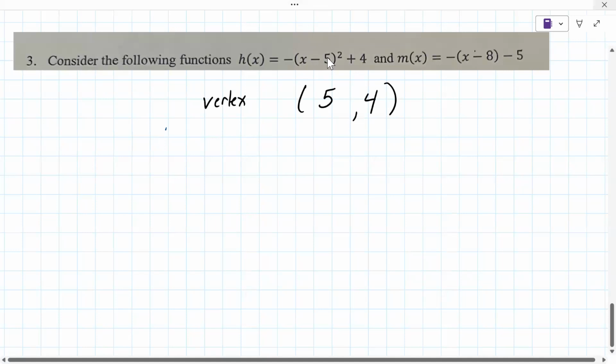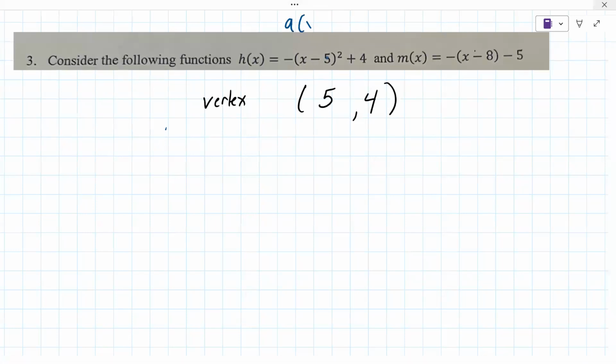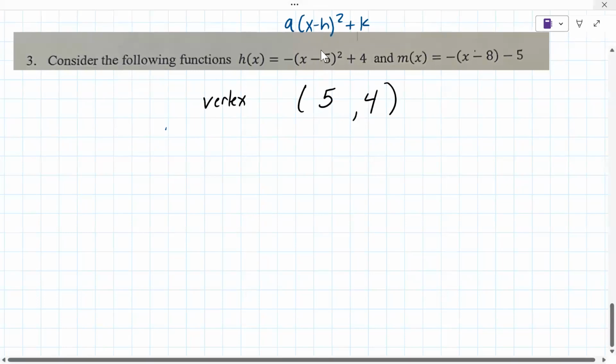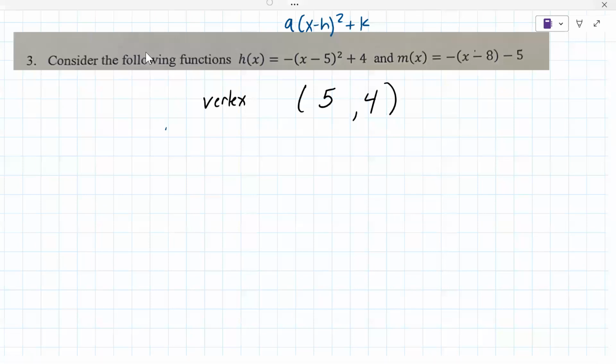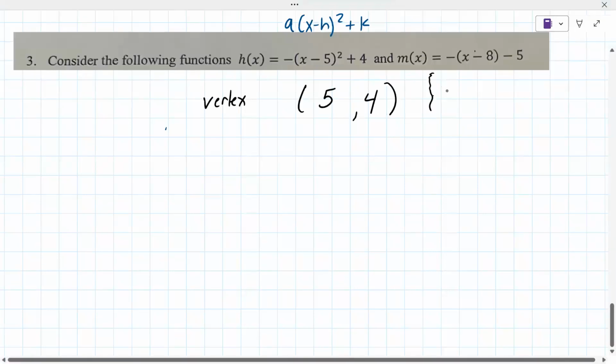Right. So what some students remember, and I'm going to write the standard form above it, is that the first value of the vertex is the opposite of the number inside here. So if you see a subtraction by 5, it's +5. The other number of the vertex is the number off to the right. Okay, so for the second one here, the vertex would be at 8, -5. Because it's 8, but inside of the parentheses is opposite, right? And then it's the other number. Okay.